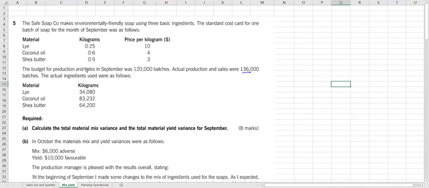The budget for production and sales in September was 120,000 batches. Actual production and sales were 136,000 batches. The actual ingredients used were as follows. We have material 34,080, 83,232, and 64,200. So let's look at first thing first. Calculate the material mix and material yield variance. So this is the actual performance that is given.